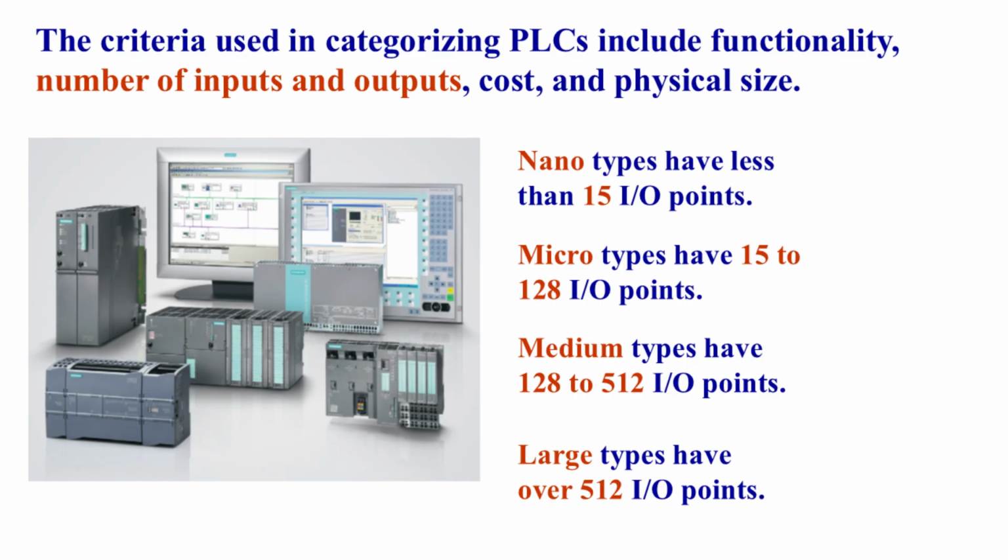Nano PLCs are the smallest, with fewer than 15 I/O points. Micro PLCs expand this to between 15 and 128 I/O points. Medium-sized PLCs range from 128 to 512 I/O points. Finally, large PLCs are capable of handling over 512 I/O points, making them suitable for large and complex industrial systems.